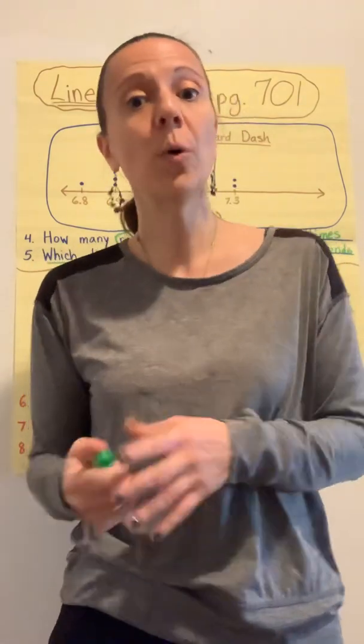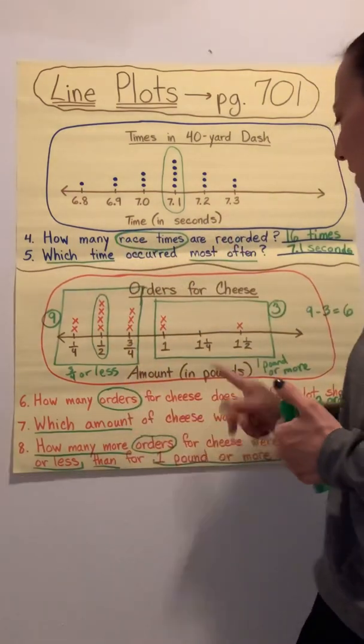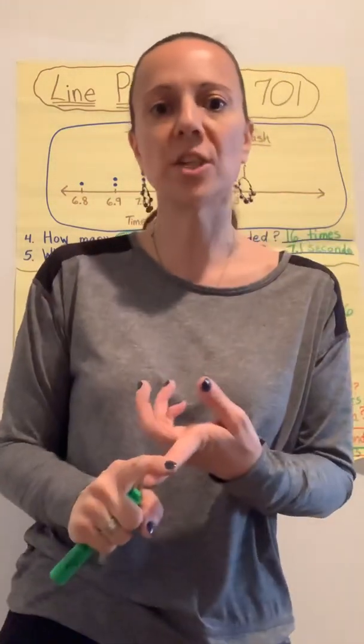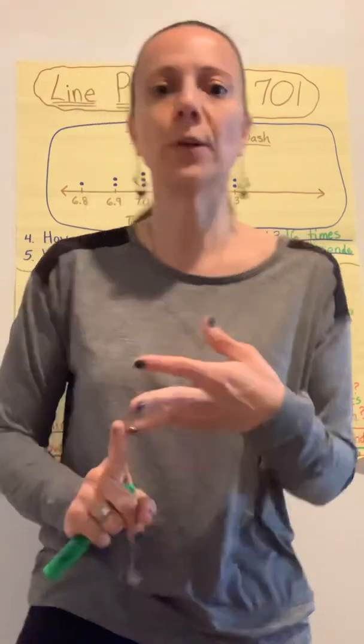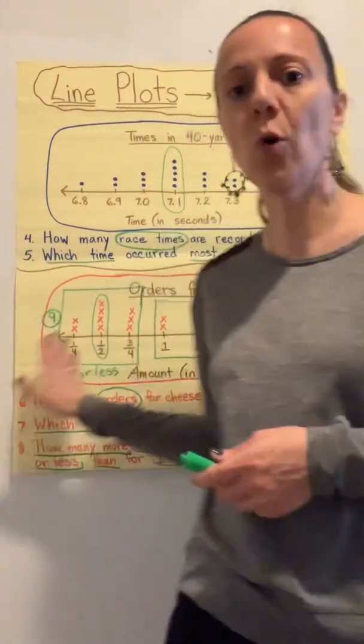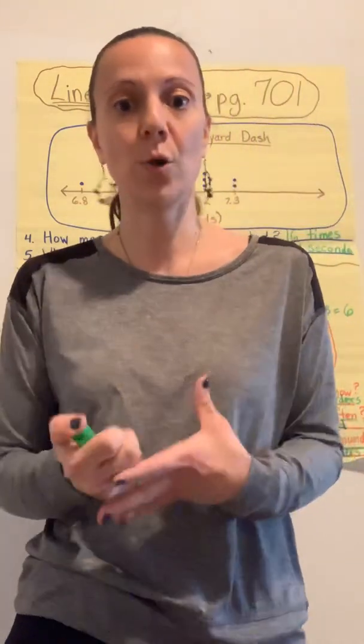If they ask you about the unit on the bottom, like time in seconds or amount in pounds, then you're looking at the numbers on the line plot to see maybe which was the largest or which happened most often or which was the smallest. Then you might also be asked to come up with whole sections of the line plot and compare those.